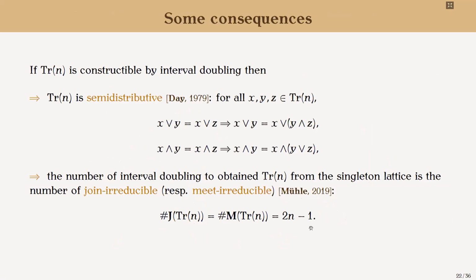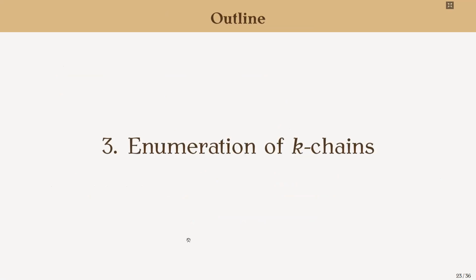Okay, so in fact, this number of interval doublings that you need to obtain your poset from the singleton lattice is also the number of join-reductive elements and the number of meet-reductive elements. So these are elements which have only one covering element, or that are covered by only one element if you want to see the geometric thing. So there is this kind of correspondence.